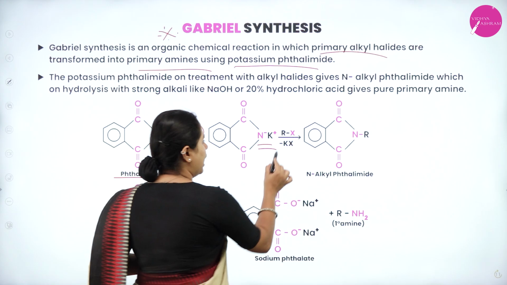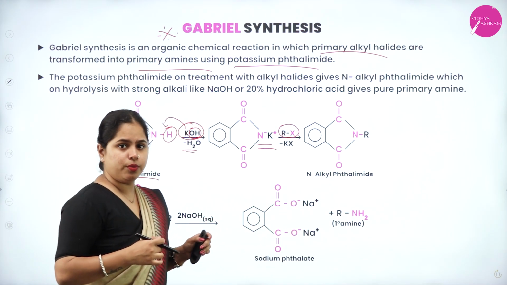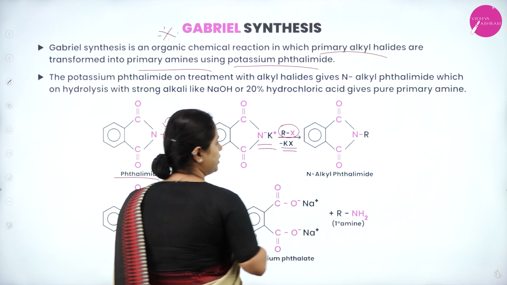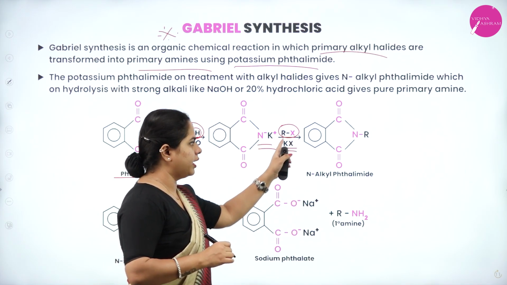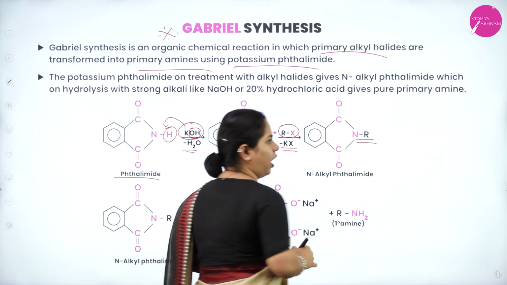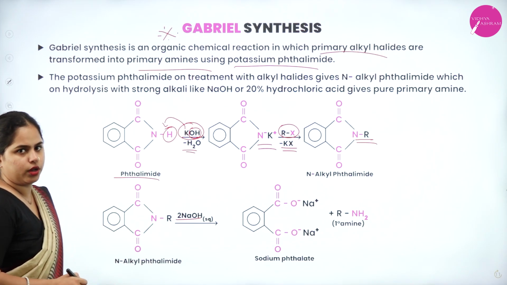Clear? Now the alkyl halide is going to be added here. So what is going to happen here is, potassium halide is going to be removed. The K and X are going to be removed. So there will be a bond between the nitrogen and the alkyl group. NR will be formed.